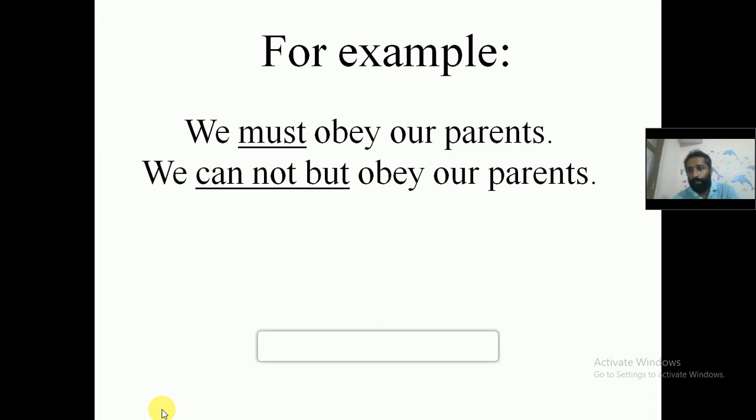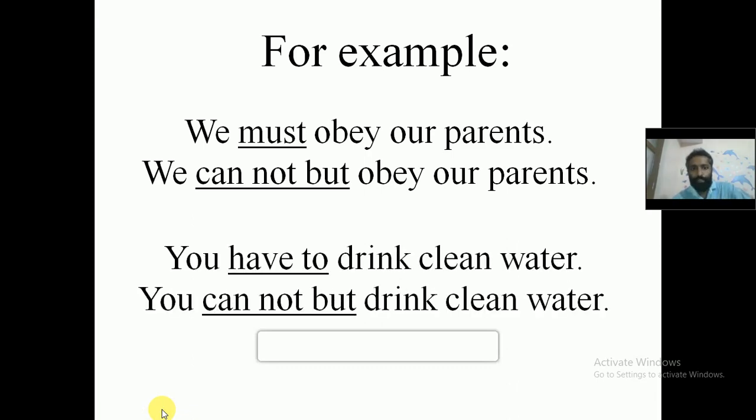Second, you have to drink clean water. It is an affirmative sentence and it contains the word have to. So we have to use cannot but in the negative sentence. You cannot but drink clean water. I hope you have understood the second rule. Now moving on to the third rule.